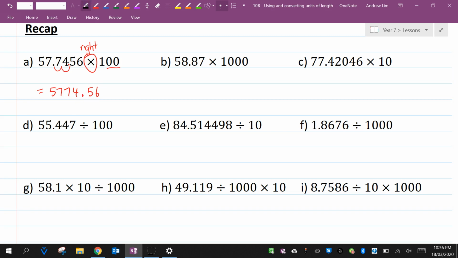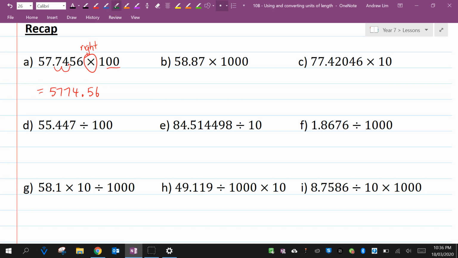Do not put the original decimal point there. You can never have 2 decimal points in a number. It does not make sense. So 57.74.56 does not make sense. Okay, there's only ever 1 decimal point.